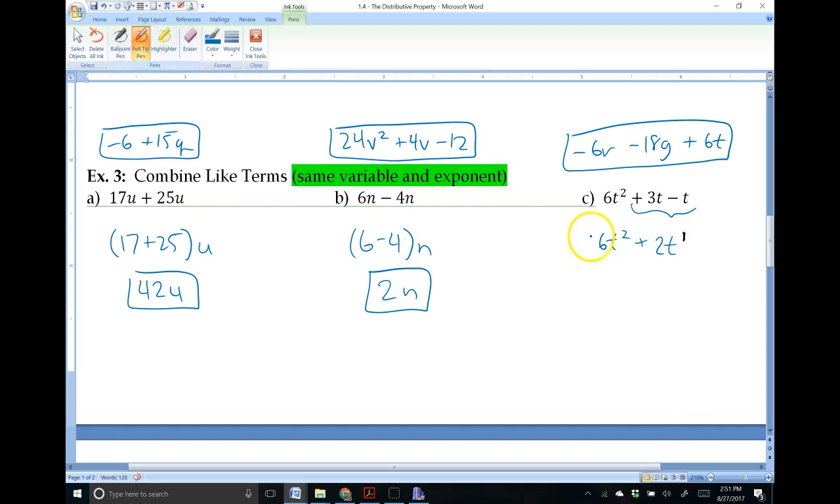So we cannot combine them. Cannot, okay? If you're thinking that we could, please make a note that you can't. They have to have the same variable and same exponent. I'm saying this a bunch of times. I hope you guys understand what I just said.